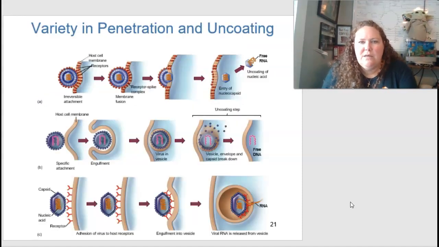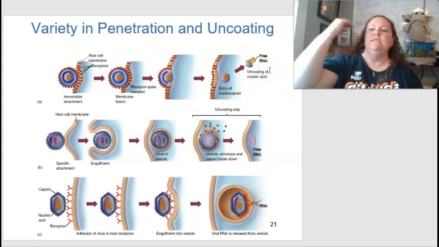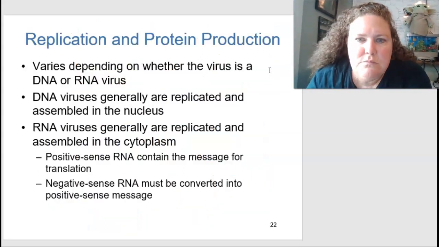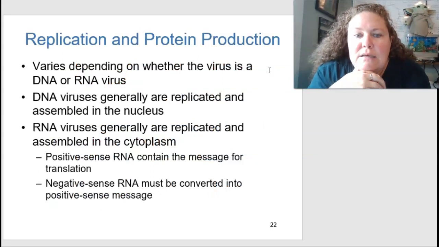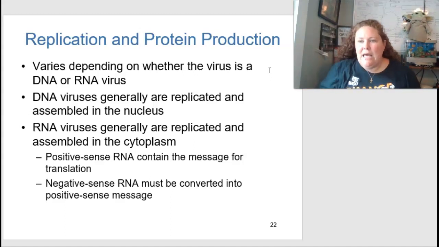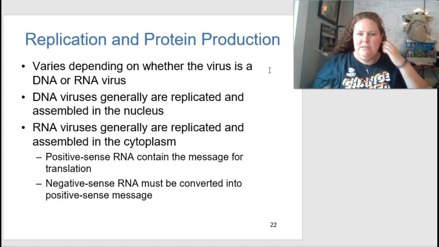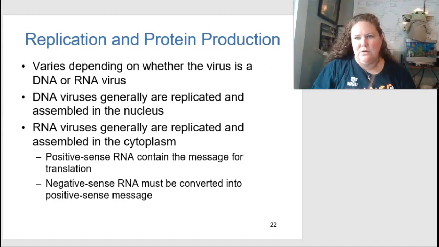And so here's a couple different types of penetration and uncoating. You can see the different parts of the host coming in, but basically it all ends up with the viral DNA or RNA getting into the host cell and then taking over. So talking about replication and protein production, these vary depending on whether the virus is a DNA or an RNA virus. DNA viruses generally are replicated and assembled in the nucleus, whereas RNA viruses generally are replicated and assembled in the cytoplasm, outside of the nucleus.